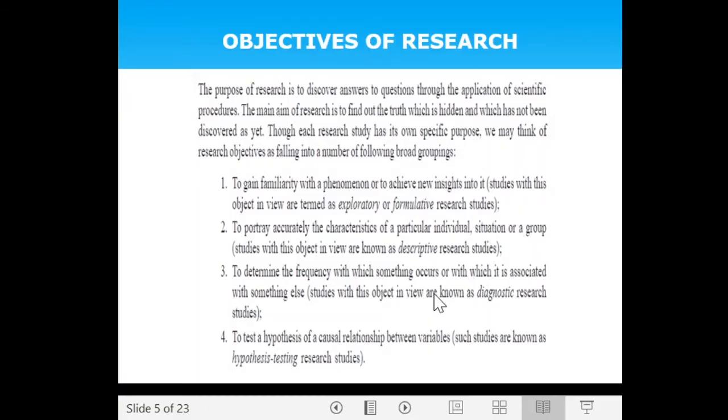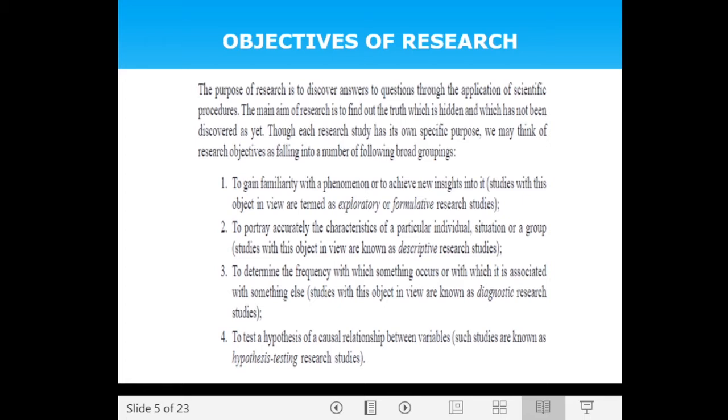So next is the objective of research. Everything should have an objective, right? In management, we saw it, the organization has an objective or a goal, so that they motivate or make the employees work to achieve that common goal. So similarly, research also has certain objectives. The main purpose of research is to discover answers to questions through the application of scientific procedure. As I said earlier, it is a systematic procedure. A systematic procedure in the sense after the first step only you can go to the second step.